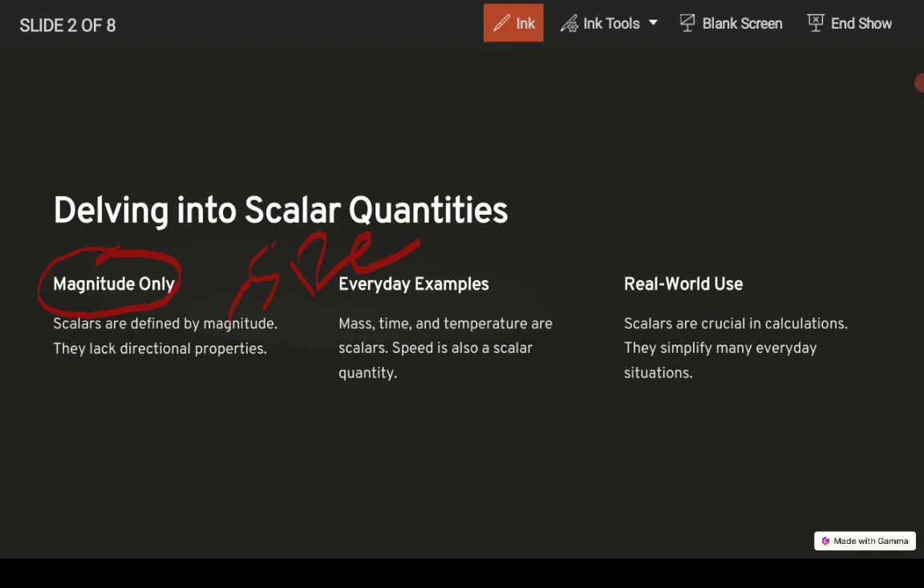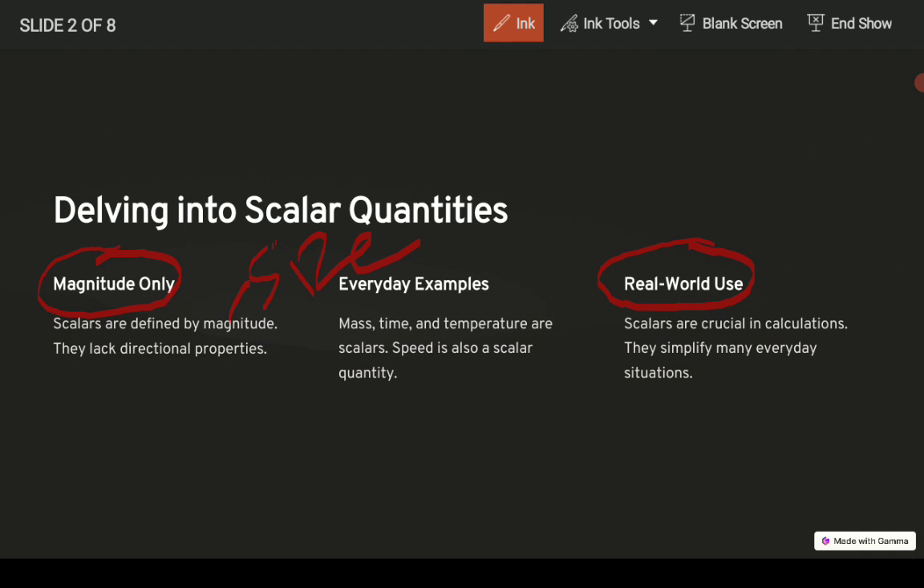So, real world use of scalar quantities. We use scalar quantities every day. For example, you are counting money, how much money you have. If you have 100,000 kwacha or $100, you can count 1, 2, 3 up to 100 without attaching direction to it.